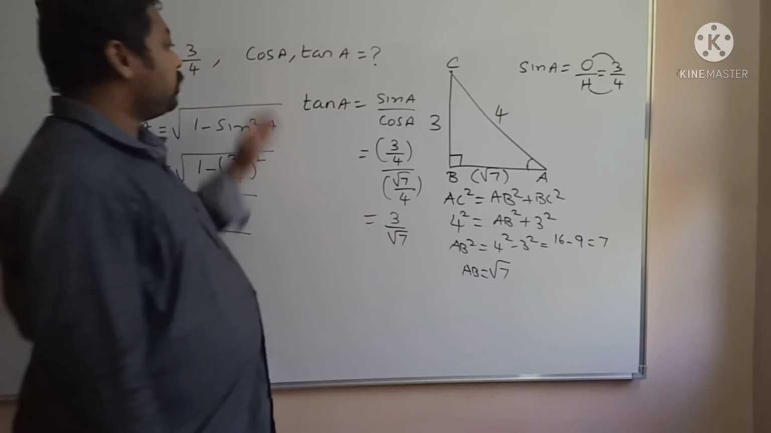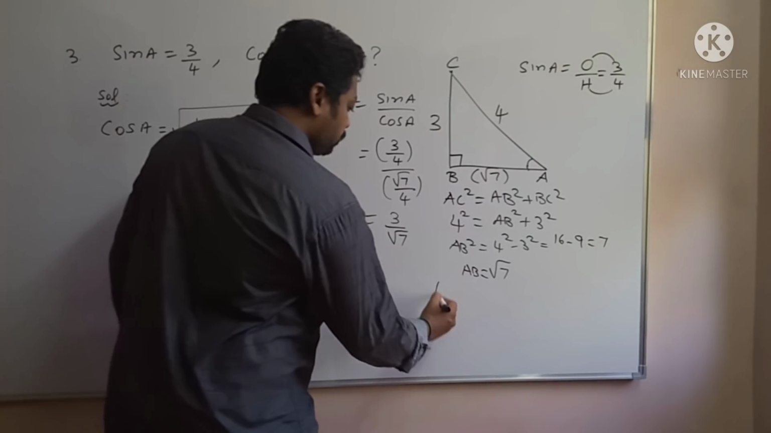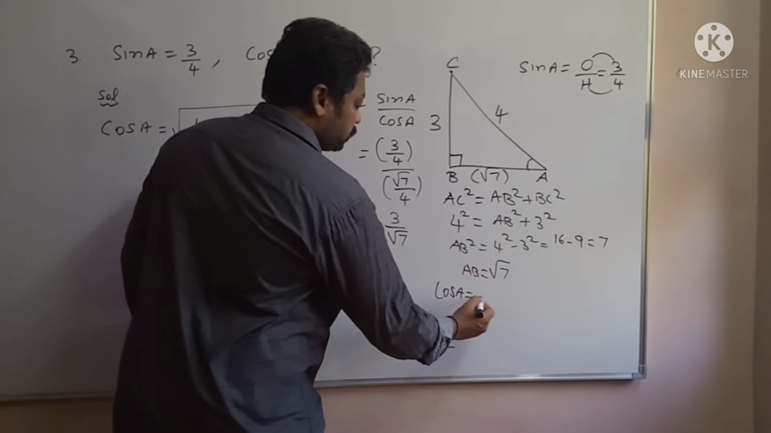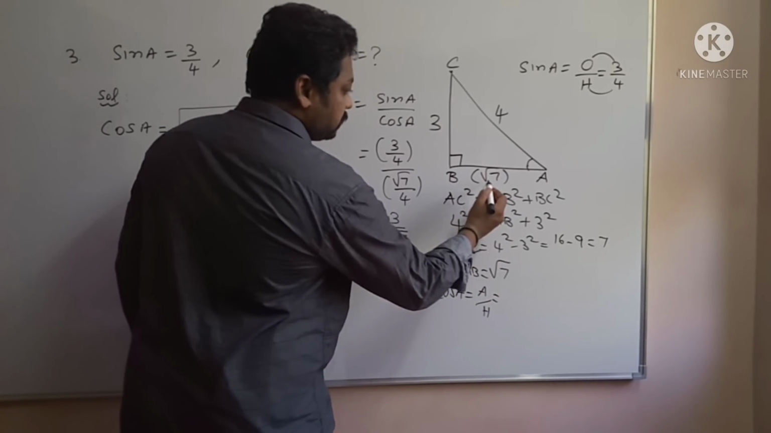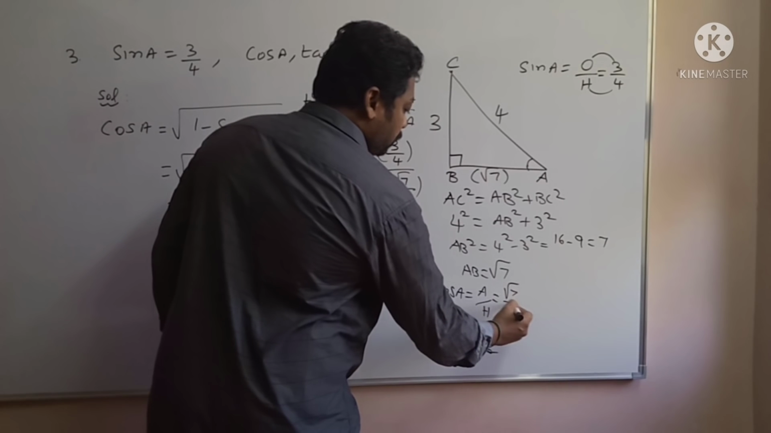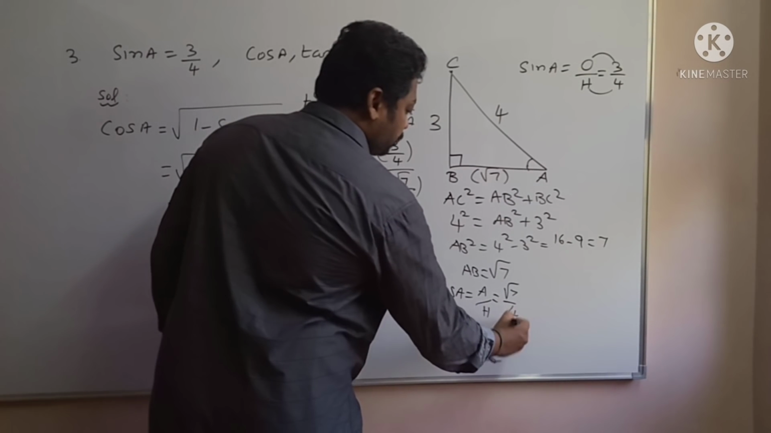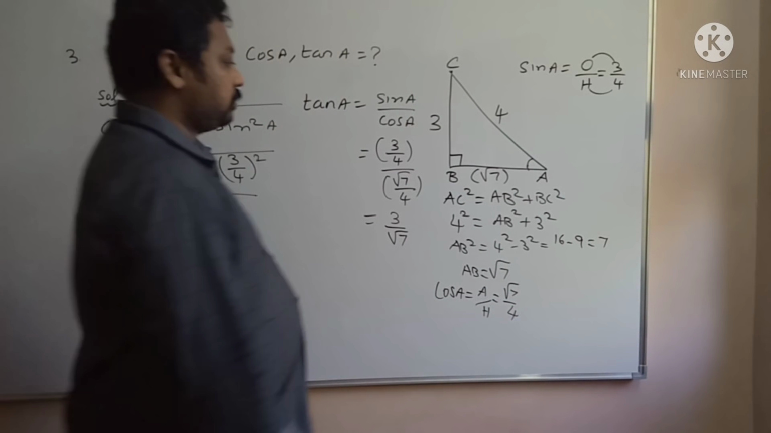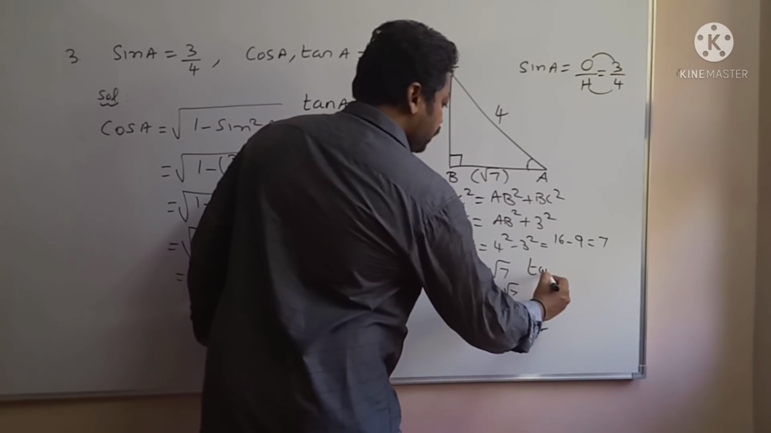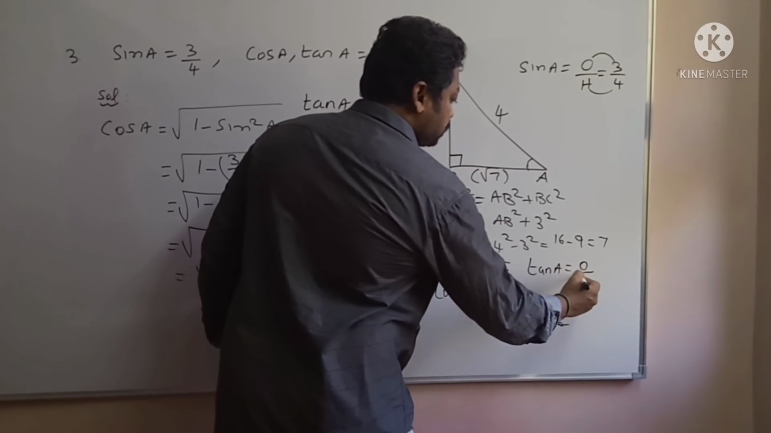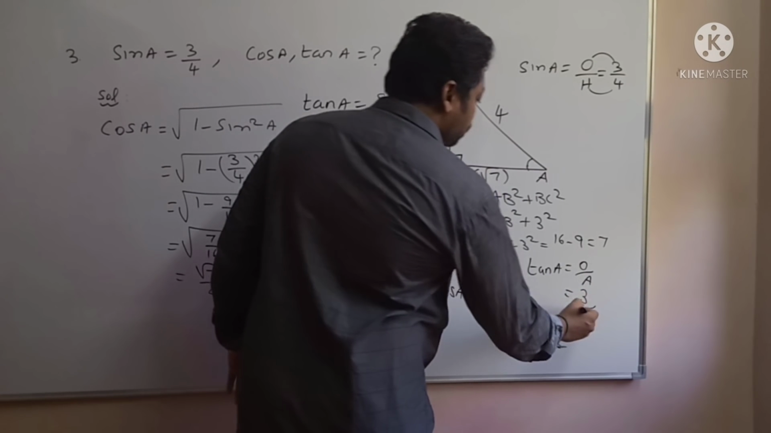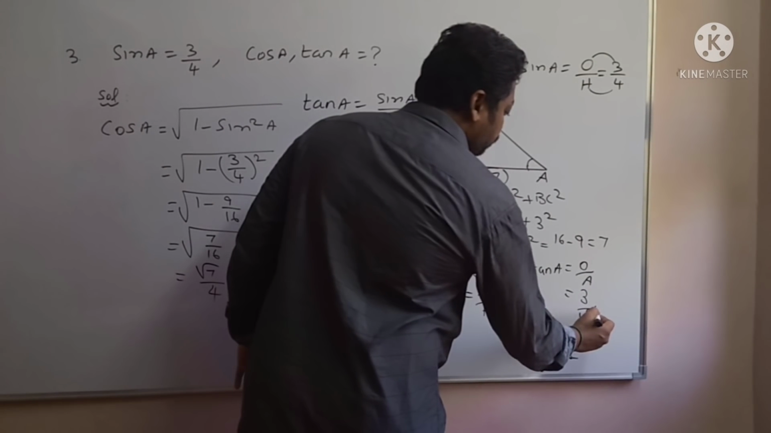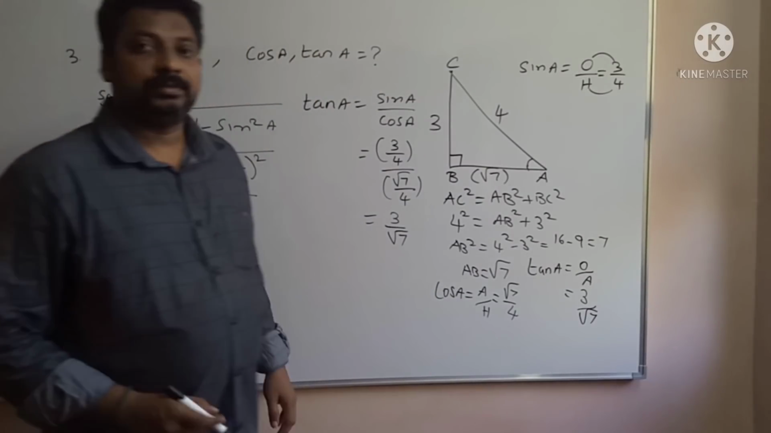So now we find cos A. What is cos A? Cos A is adjacent side by hypotenuse. So this is the adjacent side and this is the hypotenuse, right? Now tan A. Tan A is opposite side by adjacent side. So this is the opposite side and this is the adjacent side. So we got the same values, right?